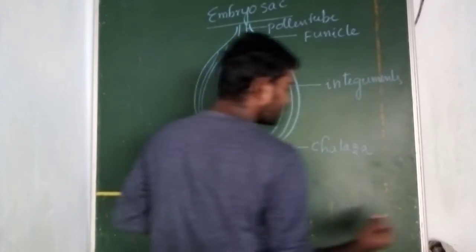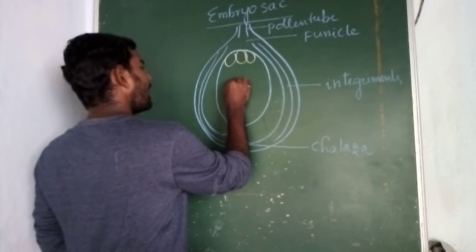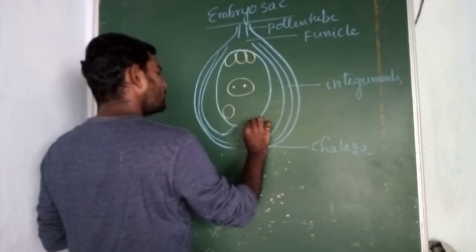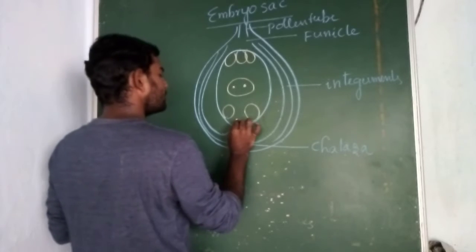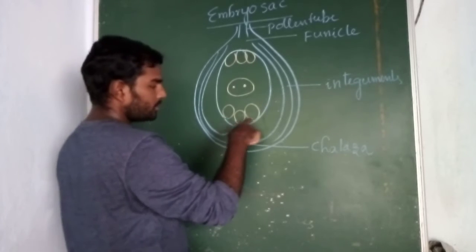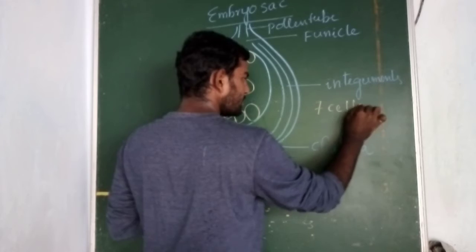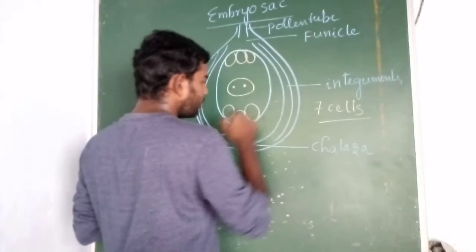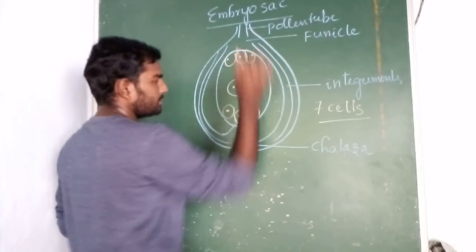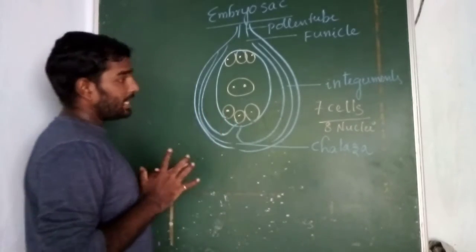The embryo sac consists of three antipodals, a central cell, and two synergids along with the egg cell. If you count these cells: one, two, three antipodals, two synergids, one egg cell and one central cell. So total how many cells? Seven cells. The embryo sac consists of seven cells. Inside these cells we can see the nucleus. If you count the nuclei: one, two, three, four, five, six, seven, eight. Eight nuclei.